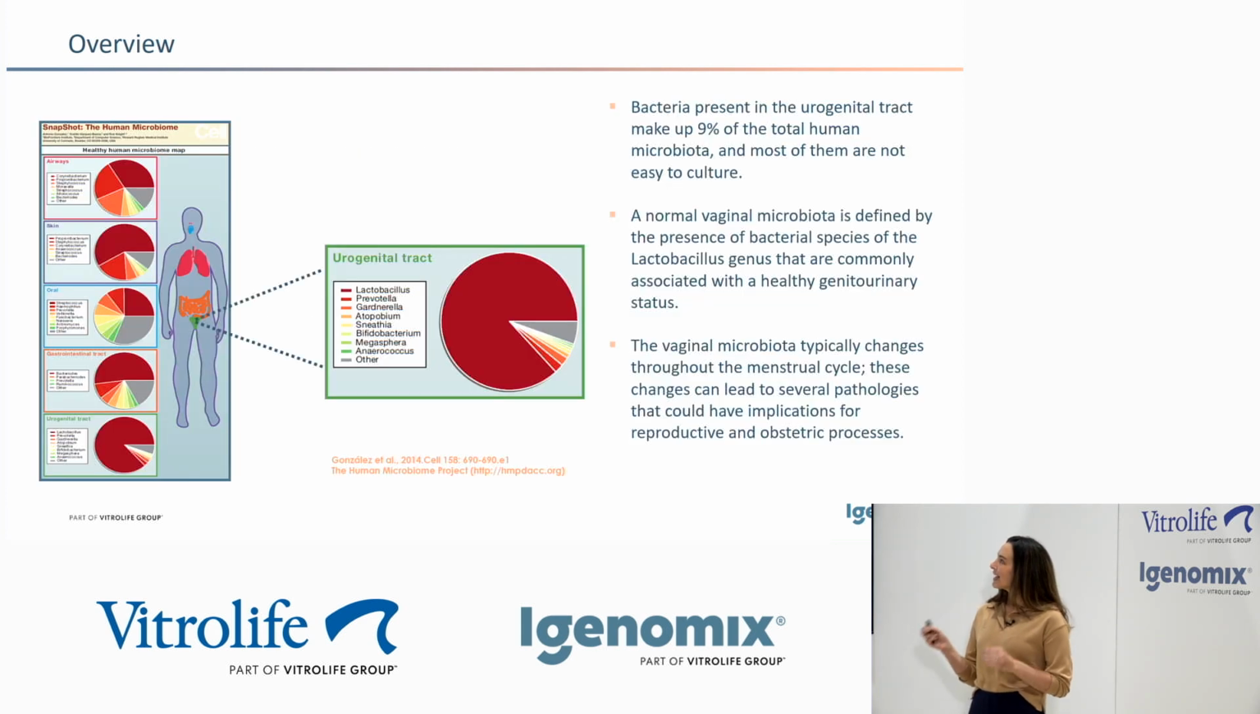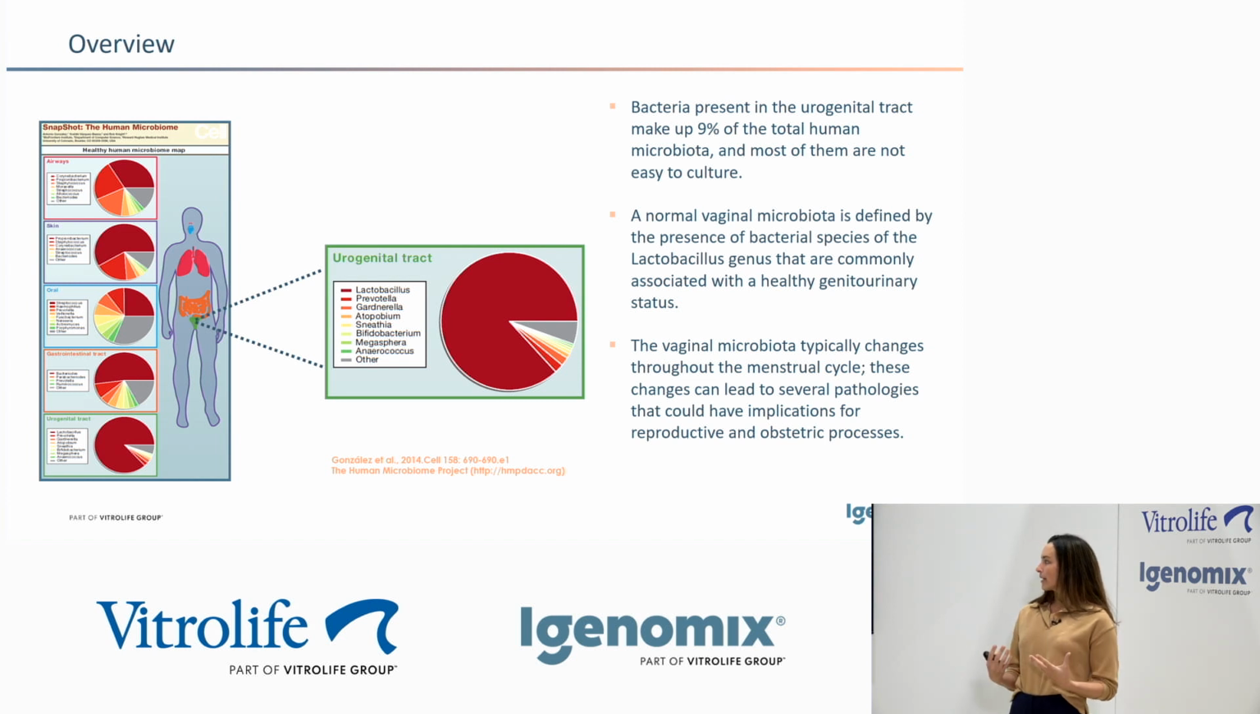Approximately 9% of the bacteria within our body are located within the urogenital tract. In the vagina, it is normally defined by the presence of bacterial species of Lactobacillus genus that are commonly associated with healthy genitourinary status. The vaginal microbiota typically changes throughout the menstrual cycle, and these changes can lead to several pathologies that could have implications for both reproductive and obstetric complications.